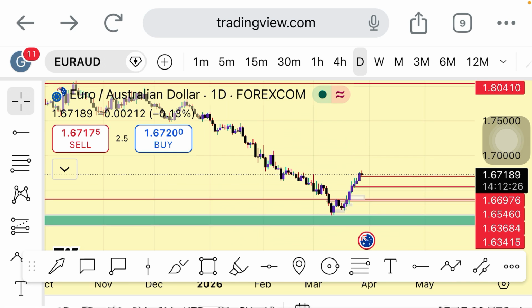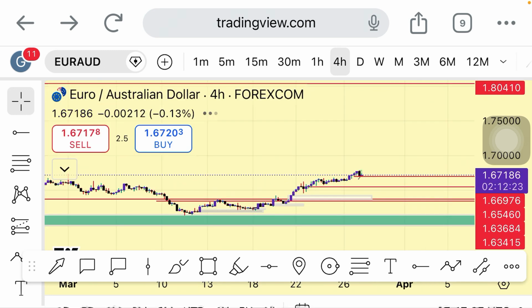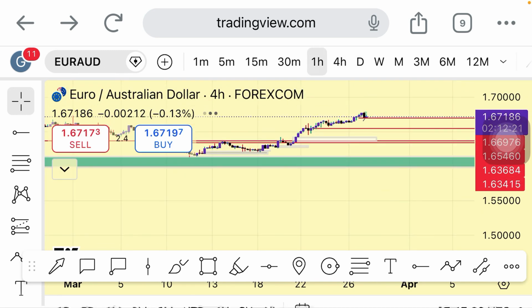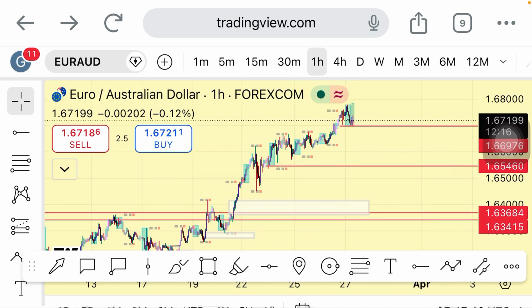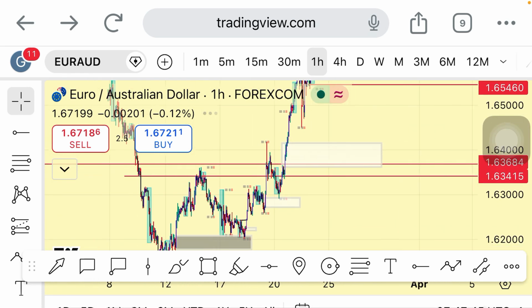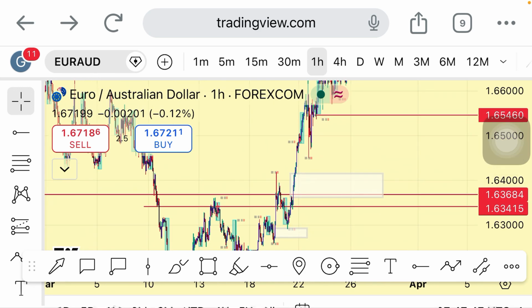So now let's come to the 4 hour. You can see the structure. If you also zoom into the 1 hour time frame, you're actually going to see the structure very clearly right here. So I've been buying this market for the past 2 weeks now. You can see all my buys. I've been buying it for long now.